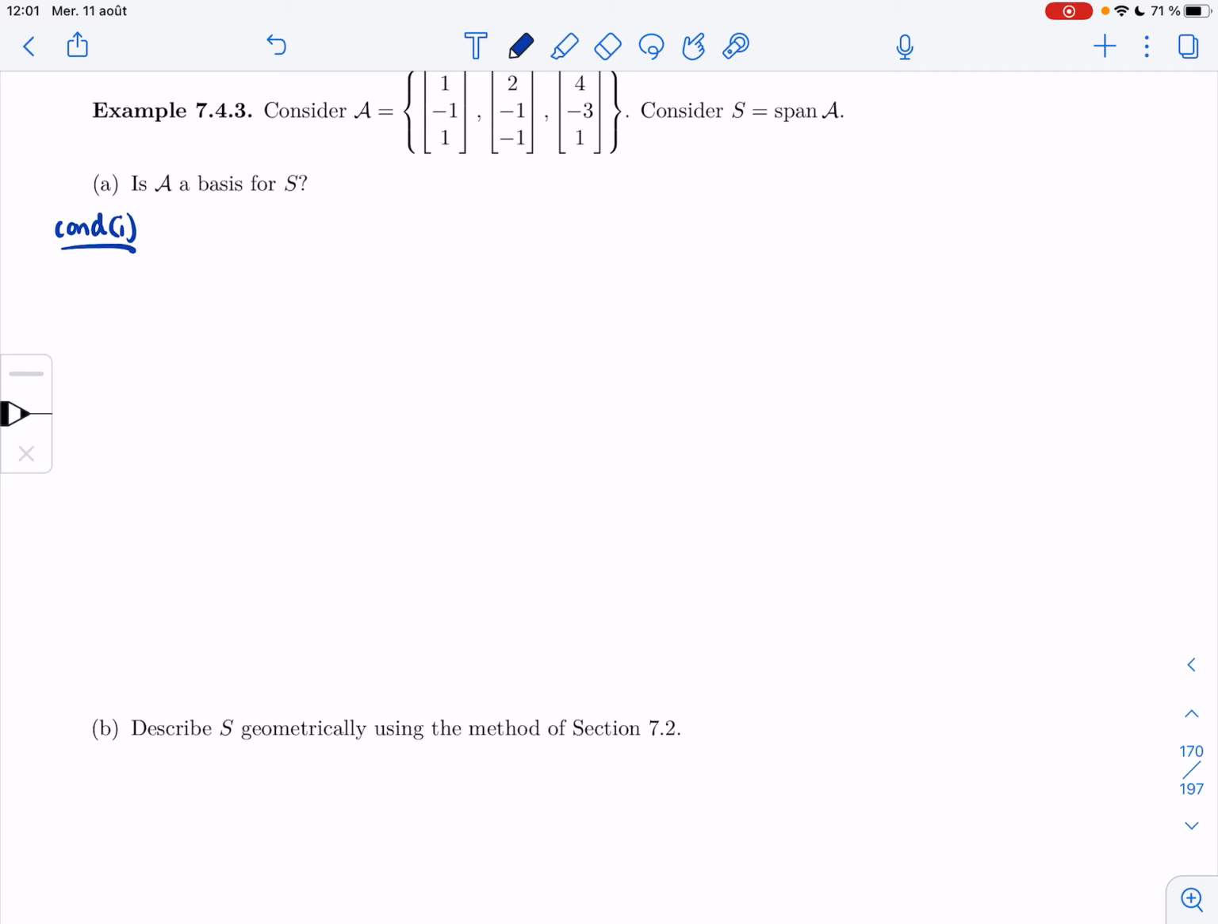Is A a basis for S? So A must span S. Well, that's true. In fact, in this case, it's given. S is span of A. So nothing much to show in this case. So let me move on to condition 2. In condition 2, I must show, or wonder, whether A is linearly independent.